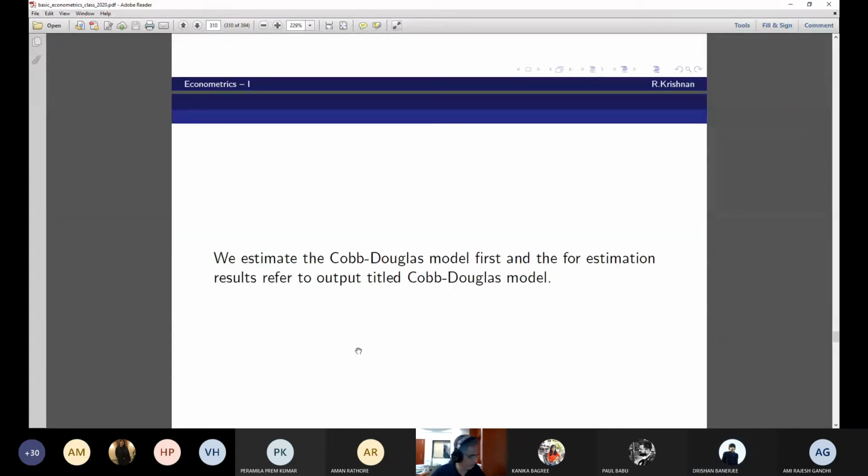Now, check the results titled Cobb-Douglas model. The codes are quite self-explanatory. So you have to prepare all this and then simply run the regression. So linear regression, the dependent variable is log Q, this is log value added, and constant, log L, log K. Because this is only Cobb-Douglas.